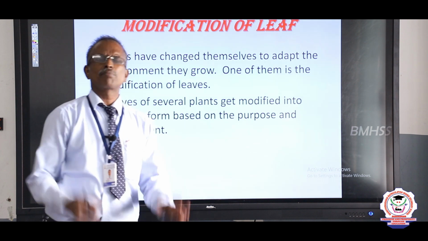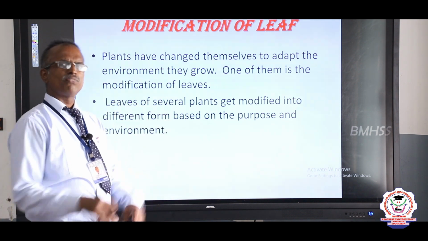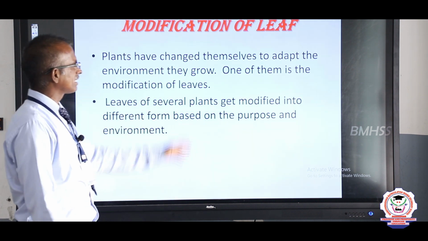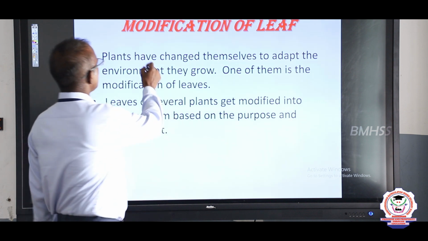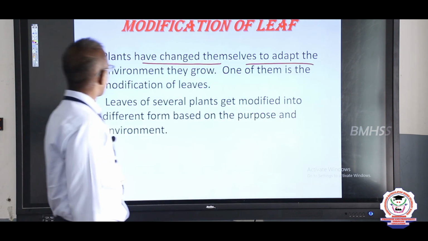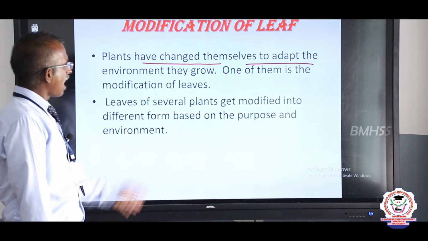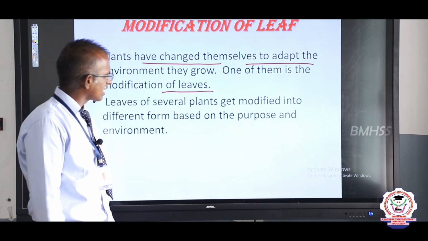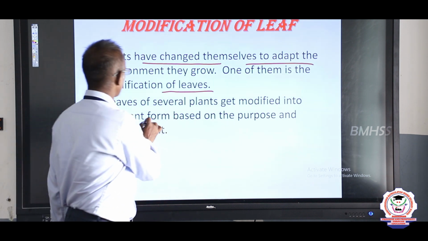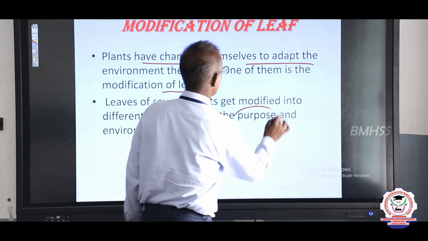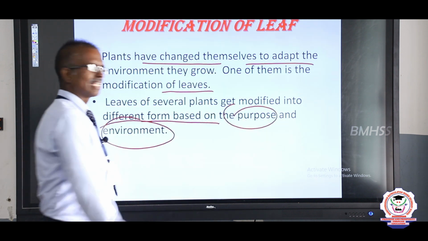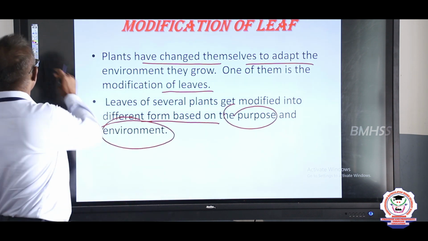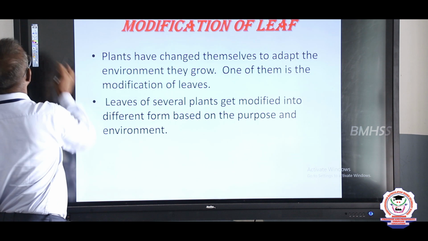Now we go for the next part, modification of the leaf. In some plants, the leaves are modified to do several functions. These leaves are modified, changing themselves to adapt to the environment and grow. Leaves in several plants are modified differently based on the purpose and environment, changing their structure, and it helps in reproduction and function.